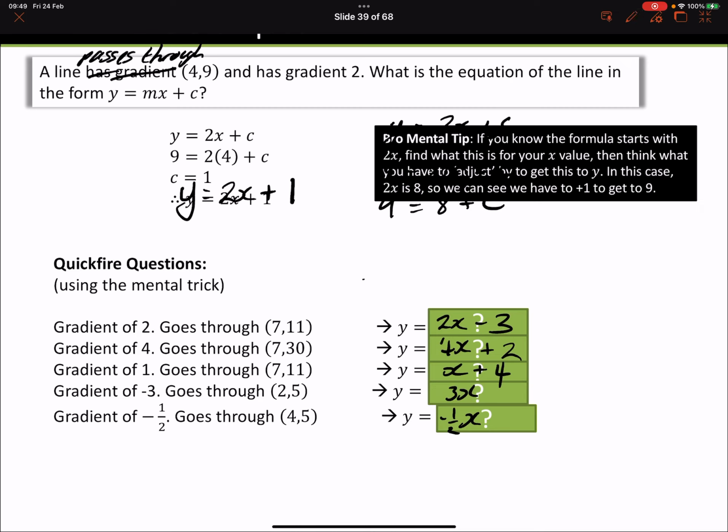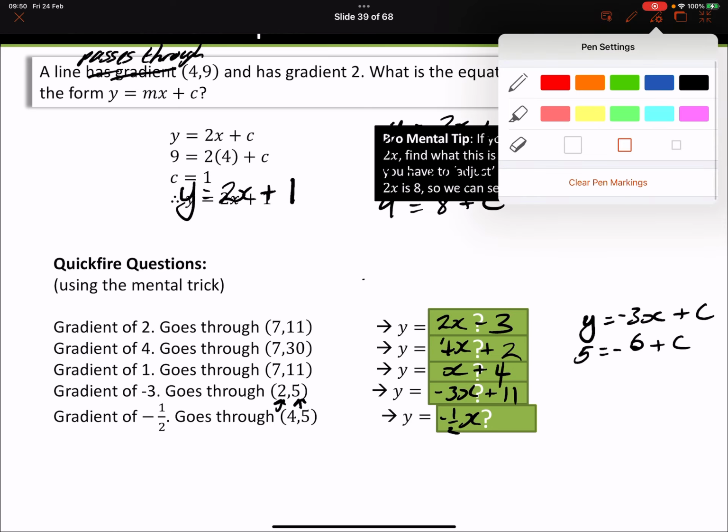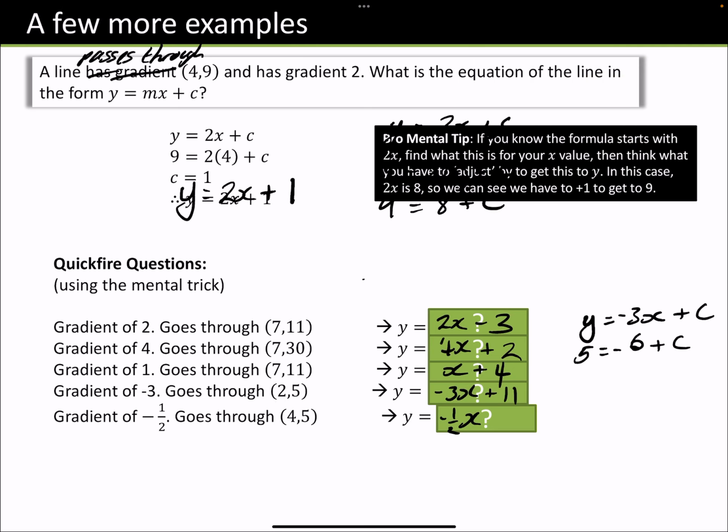Okay. So the next one, y equals 3x, it's minus 3, my mistake. Minus 3x plus something. When x is 2, y is 5. So 5 equals minus 3 times 2, so that's minus 6, plus something. So how do you get from minus 6 to 5? You add on 11. So y equals minus 3x plus 11. Okay, you're just trying to make the equation balanced. That's it.